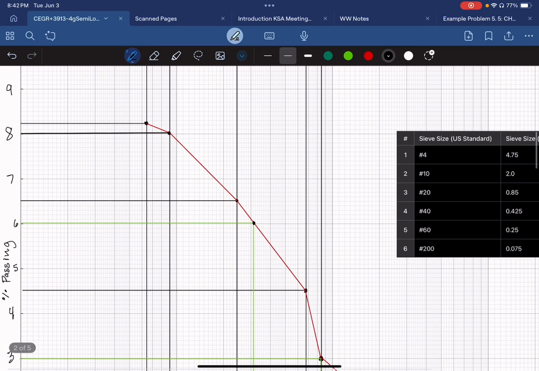Dr. W recommends using a straight edge for this assignment, and it's really important because you want to make sure your points line up, since it's really going to set up your D10, D30, and D60 for later in soil classification.